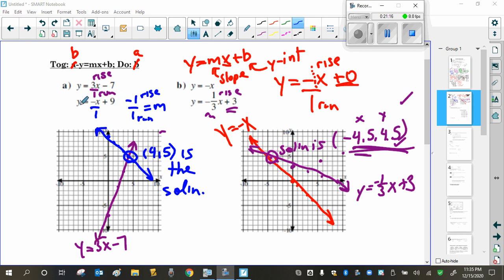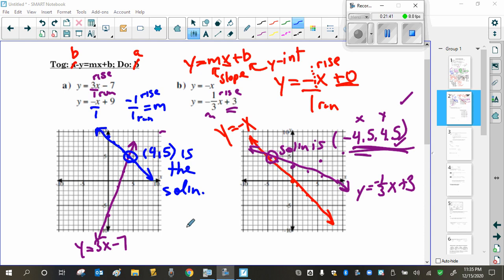And then you go to the second line, the blue line, and you go to 9 as the y-intercept, so 9 up. And then -1 over 1 is 1 down, 1 to the right, 1 down, 1 to the right. So it's completely diagonal across those units. And luckily, you can see that the point (4, 5) is on the line. And now we check it.